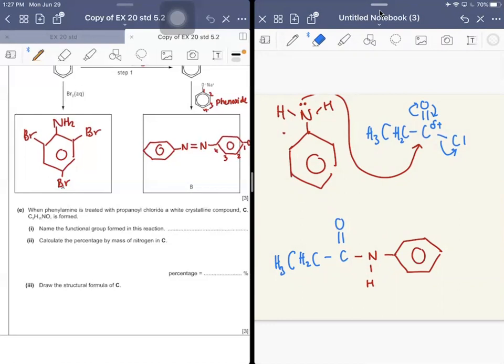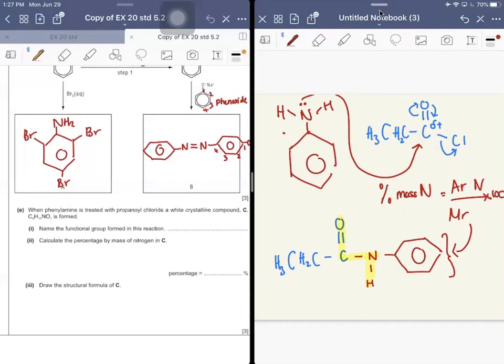You have to name the functional group. So the functional group is this one, CONH. Calculate the percentage by mass of the nitrogen. To calculate the percentage by mass of nitrogen, you have to take the Ar of nitrogen, since there's only one nitrogen in this molecule, over the Mr of the whole molecule, and then you times it by 100. So that's how you get percentage.